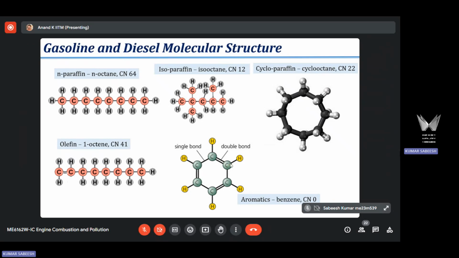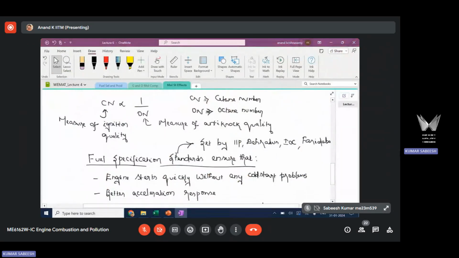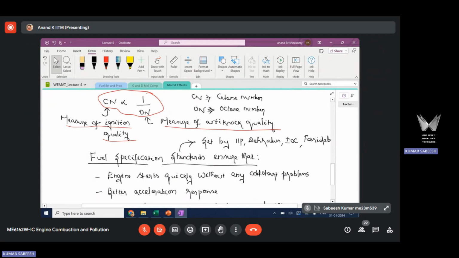And we know that ignition quality and antiknock quality are inversely proportional. So here CN is cetane number, ON is octane number. These two are inversely proportional, and cetane number is a measure of ignition quality of the fuel. Octane number is a measure of antiknock quality of the fuel. So these two have an inverse relationship, meaning if I have a fuel with a high cetane number, then the octane number is going to be less.